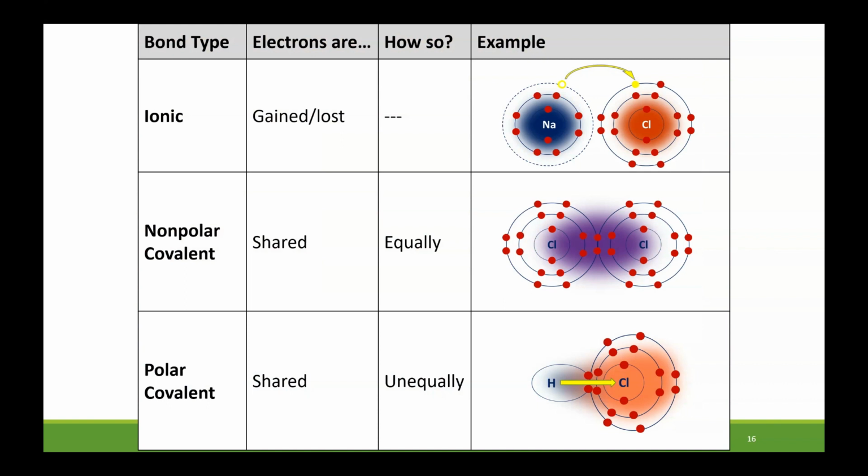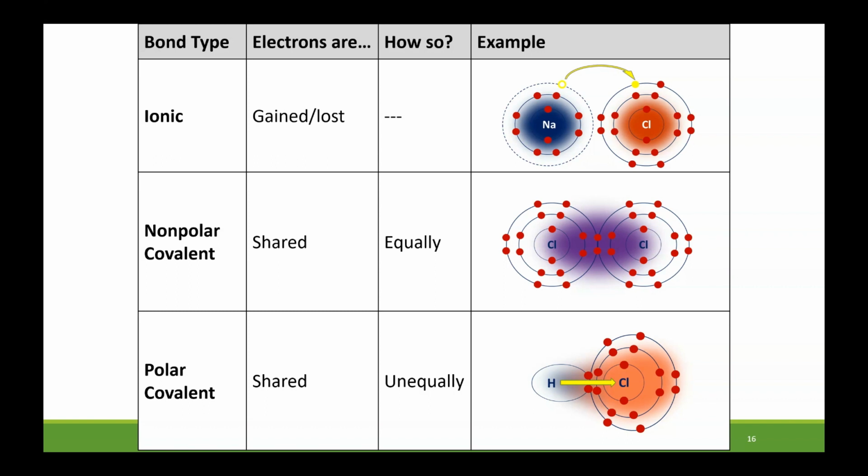So ionic bonds are ones involving ions, where an electron is transferred from one atom to another. And that's what you see in the top row of this chart. The other two types of bonds are covalent, and in a covalent bond, the electrons are shared between the bonded atoms. But the difference is that in a nonpolar covalent bond, the electrons are shared equally between the atoms, while in a polar covalent bond, the electrons are shared unequally.